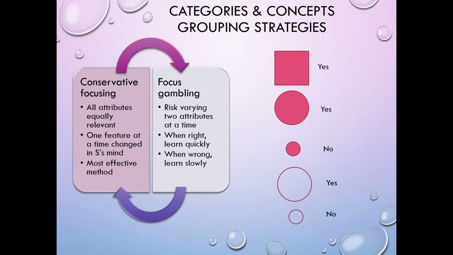So for example, if you had done focus gambling at the very beginning, when I said yes to the big red square and yes to the big red circle, you might have thought color was the important thing, right? And then when I said no to the small one, that clarified that that was wrong. But focus gambling might have made you say, I'm going to say color. And then when you were wrong, you'd have to go back and go, okay, wait a minute, how is the small red one not an example? Now I have to go back and do conservative focusing. So conservative focusing tends to take a little bit longer because you're only altering one feature at a time, but it tends to be more often right. With focus gambling, you might be quick and sometimes right, but you might also be wrong and then have to go back, and overall you're slower.